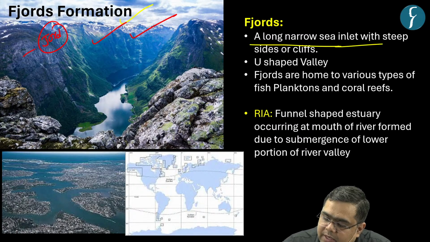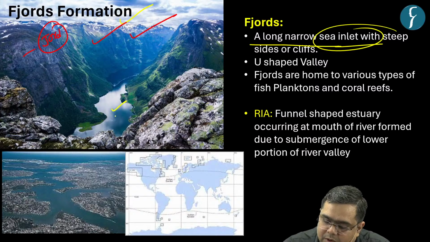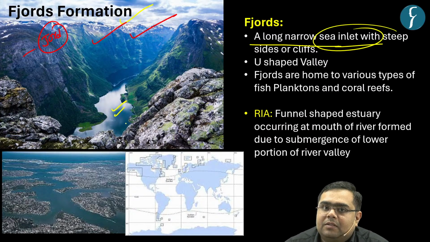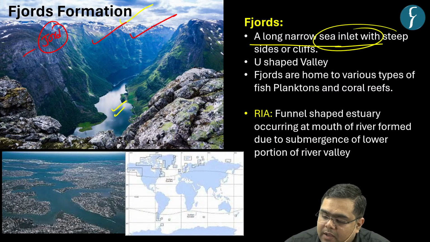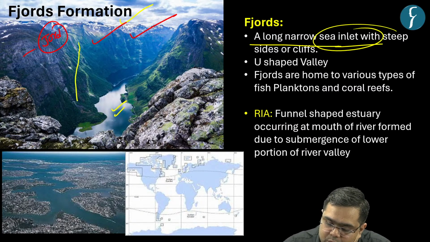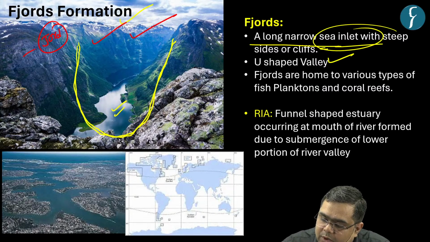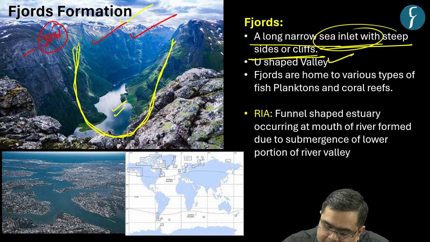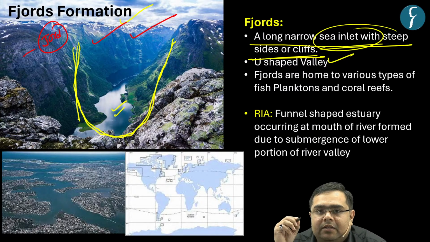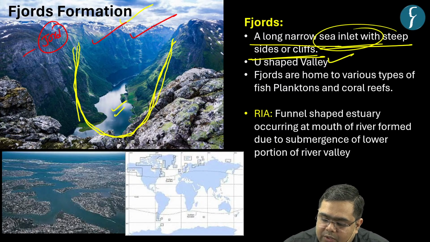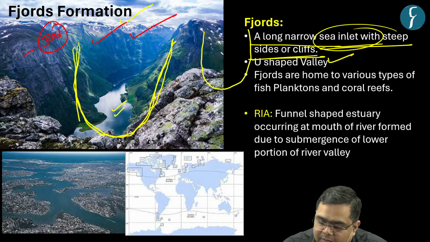A fjord is a narrow sea inlet. This water is not river water. This water is sea water. That means the sea has gone inside the landform, and these have U-shaped valleys, right? If you can see, the shape of this valley is U-shaped. So a narrow sea inlet with steep sides. The sides are vertically very steep. That is why these are called U-shaped valleys. U-shaped valleys are supposed to have steep curves, right? These are narrow sea inlets with steep sides or cliffs, and again these are U-shaped valleys.